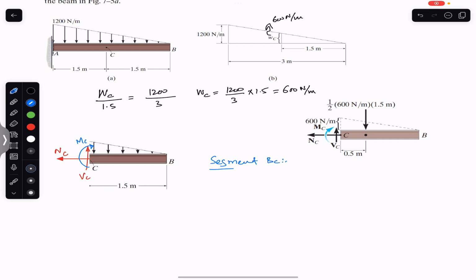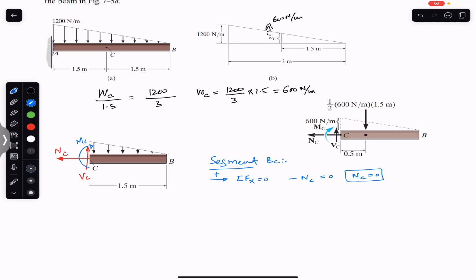For the BC segment, we are interested to find the normal force at C, the shear force at C, and the bending moment at C. This BC segment is in equilibrium, so we can always apply the equilibrium conditions. The summation of forces along x must be equal to 0. Towards the right is our positive convention, so we will have minus NC, since this NC is only acting in the horizontal direction. So minus NC equals 0, or we can say that NC is equal to 0.